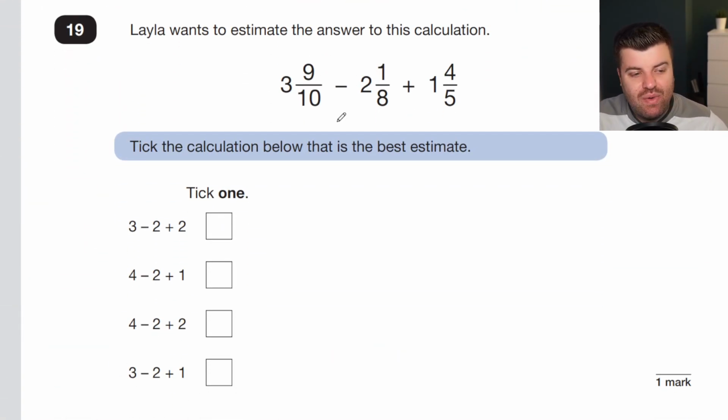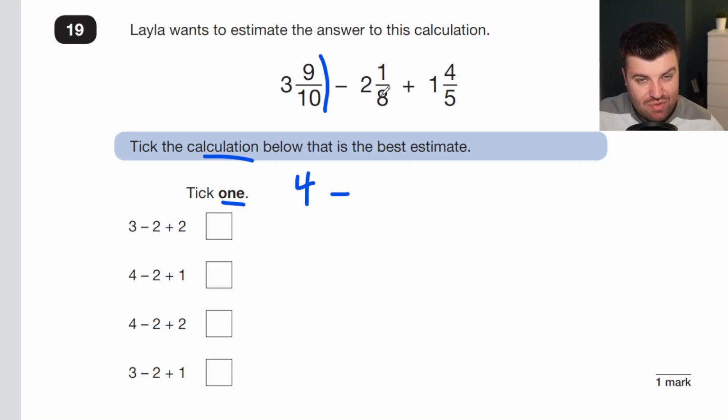Question 19. Layla wants to estimate the answer to this calculation. 3 9/10 take away 2 1/8 plus 1 4/5. Tick the calculation below, just 1. It says here, tick 1. That is best estimate. Now, what are we really close to here? 3 9/10. That is really close to a whole. So it's 3 plus 1. So I'm going to treat this as 4.